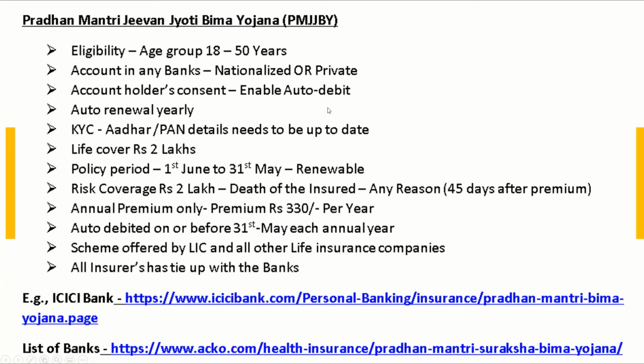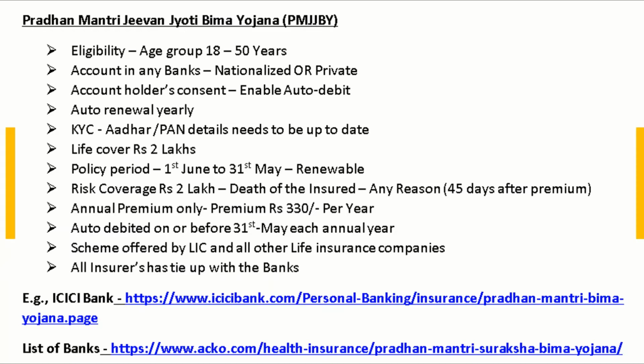So we can see this Pradhan Mantri Jeevan Jyoti Bima Yojana. So the eligibility for this insurance is 18 to 50 years, and the basic need for this is like a bank account. You need to have a basic bank account. Either it's a nationalized bank like SBI or a private bank like ICICI or Kotak Mahindra. So any bank account supports this. So you should be enabling the auto debit. So there's an auto debit form you have to fill and give. So you have to also opt for a auto renewal every year. So every year it automatically the insurance gets renewed.